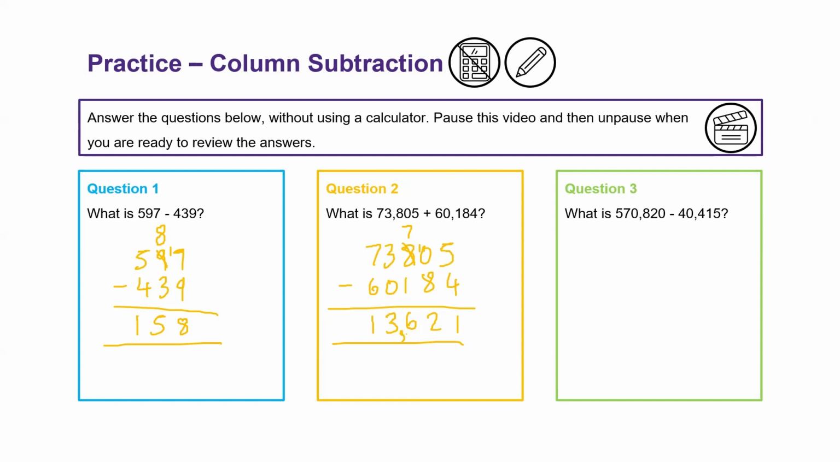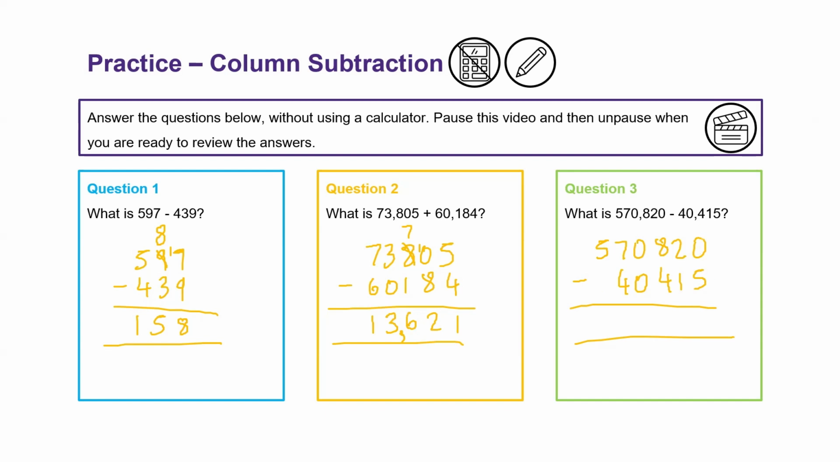So the answer is 13,621. Finally, for question 3, we have 570,820 take away 40,415. Remember, I've got to keep my columns in line. I've got to keep my ones columns in line, my tens column in line, my thousands column in line. So that 4 ends up underneath the 7, not underneath that 5.